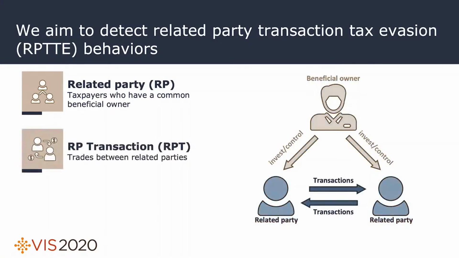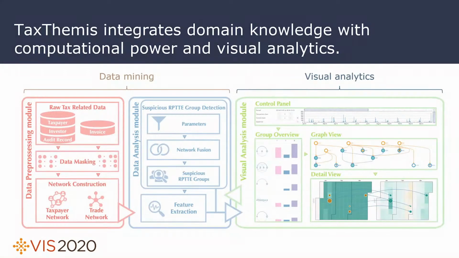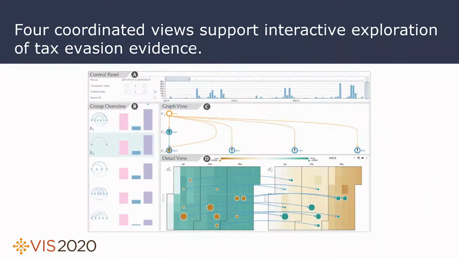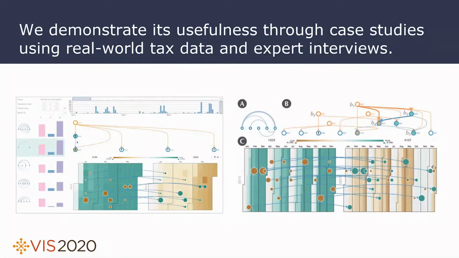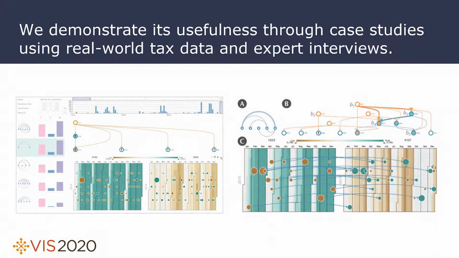TaxIMIS is an interactive visual analytic system to help tax officers identify suspicious tax evasion groups. The system integrates the traditional data mining algorithm and visual analytics techniques. Four coordinate views are provided to support interactive exploration of tax evasion evidence. We demonstrate its usefulness through case studies using real-world test data and expert interviews.